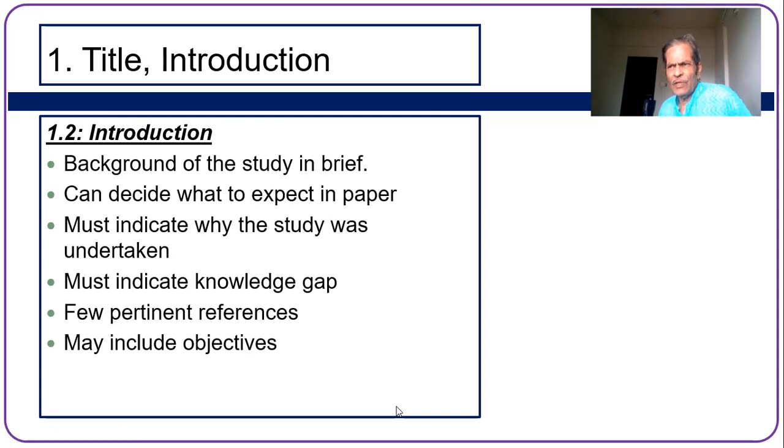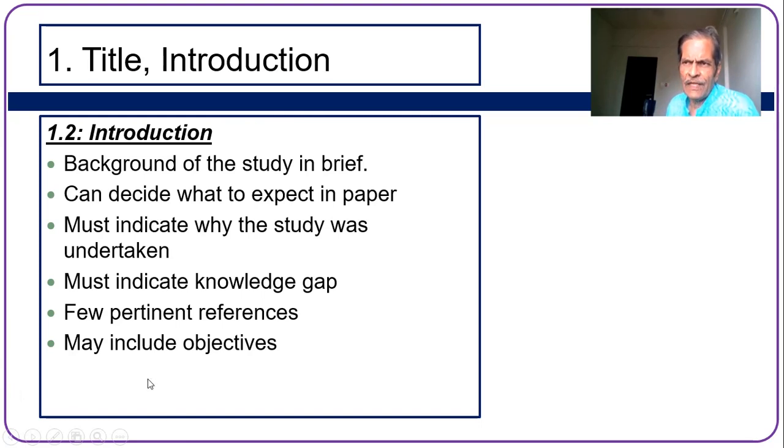Then the next important component of a published article in a journal is the introduction, which is a very important part. In fact, many persons like me read the introduction first and decide whether the article is worth reading or not. So the introduction should tell what you are going to expect in this study. It should give the background of the study in brief.